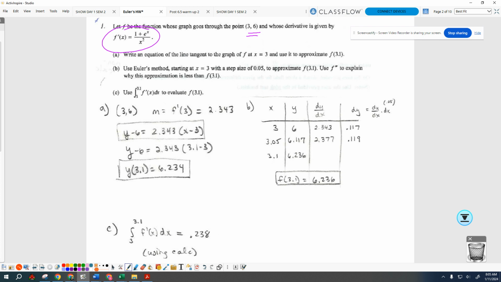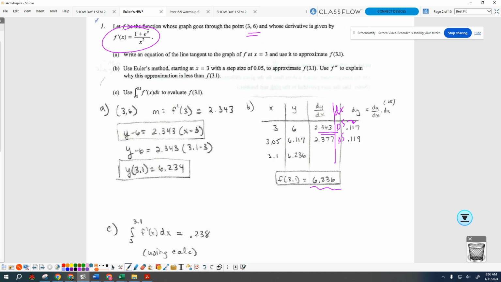Part B, doing Euler's method. Here's our table. And I ask that you put in the column dx, which doesn't change. dx is 0.05. And I ask that you put that in there so that you know that it's multiplying these two to get that change in y. But doing 2 steps in Euler's method, we get 6.236.